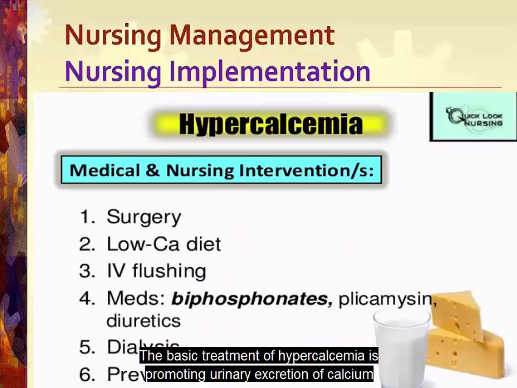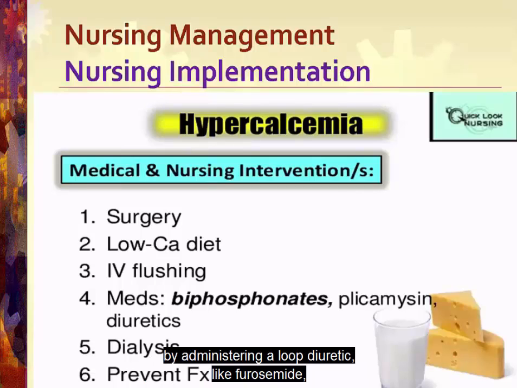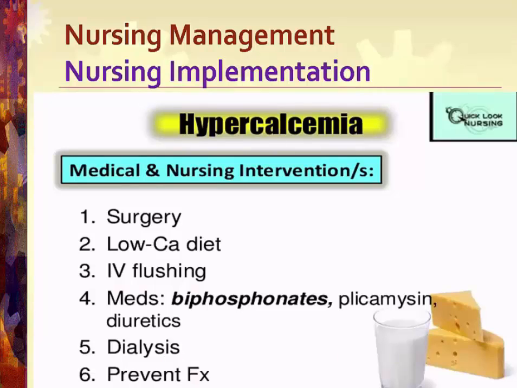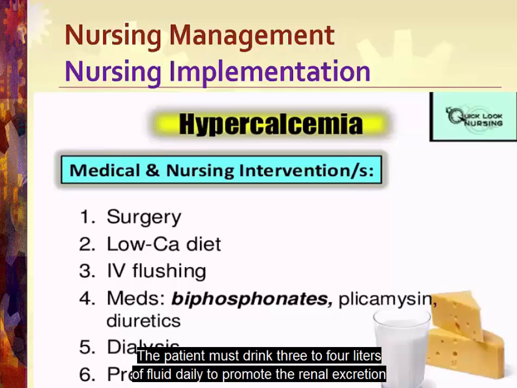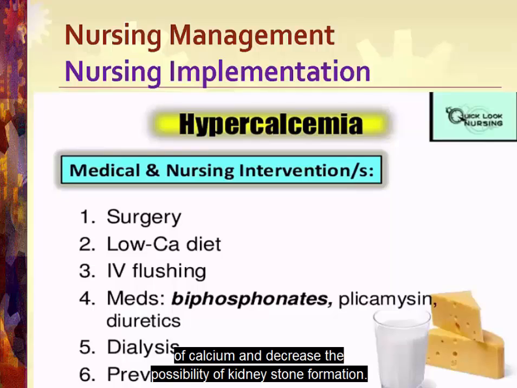The basic treatment of hypercalcemia is promoting urinary excretion of calcium by administering a loop diuretic like furosemide and hydrating the patient with isotonic saline infusion. The patient must drink 3 to 4 liters of fluid daily to promote the renal excretion of calcium and decrease the possibility of kidney stone formation. Other supportive measures include a diet low in calcium and an increase in weight-bearing activity to enhance bone mineralization.